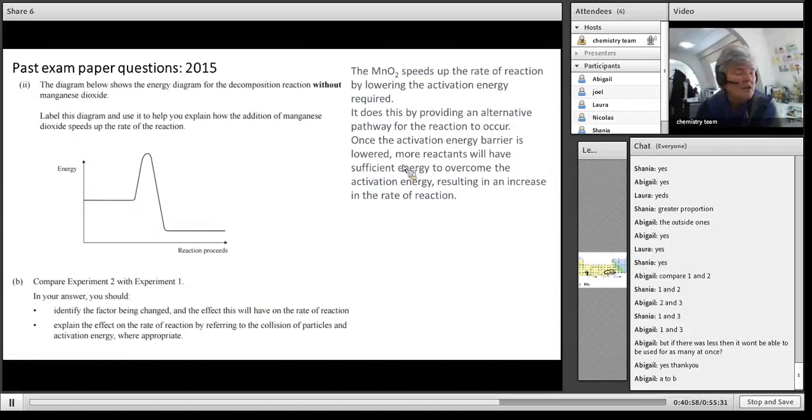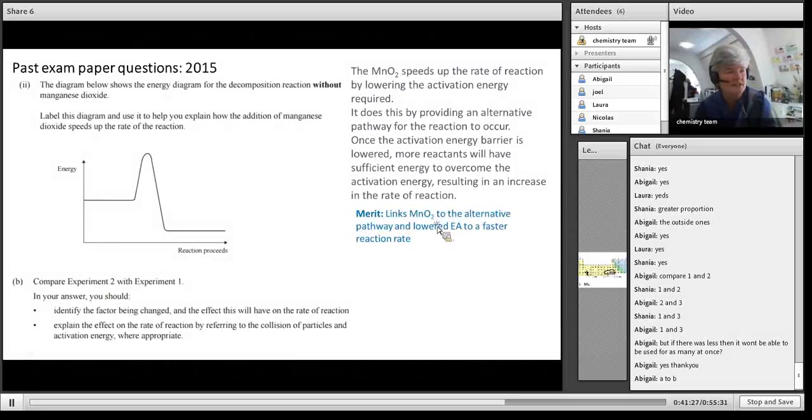Okay, so more reactants will have sufficient energy to overcome the activation energy. I would prefer a greater proportion, quite frankly. The examiners change, and some always look for those sort of keywords, and sometimes an examiner doesn't. But I would really go for a greater proportion of reactants will have sufficient energy to overcome the activation energy, and resulting in, and then you've got to say what happens. It increases the rate of reaction.